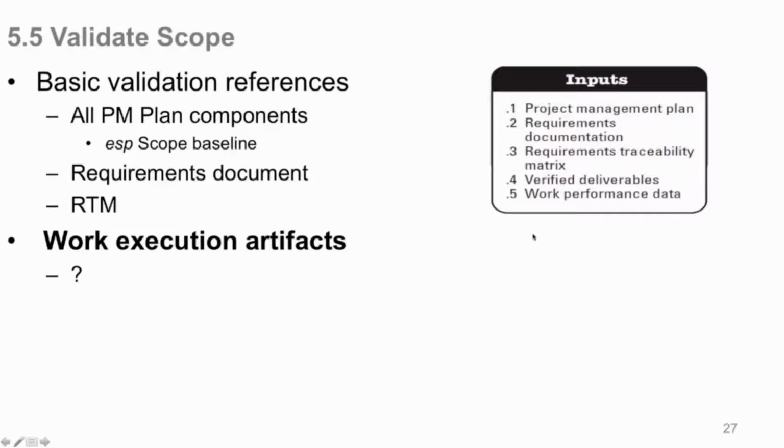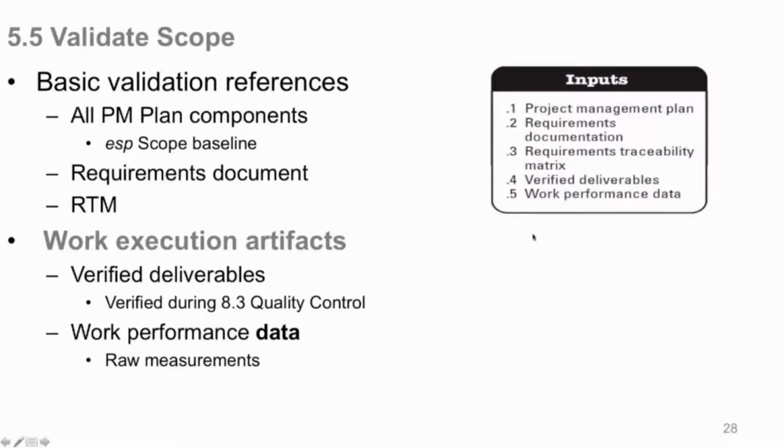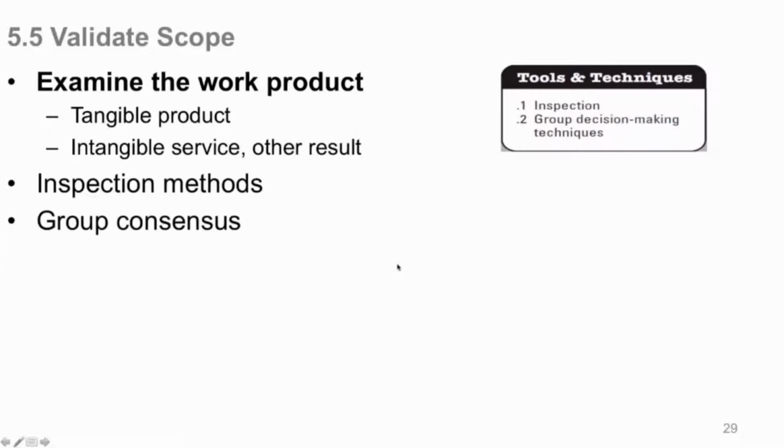Work execution artifacts. Okay, verified deliverables come in from quality management, 8.3, and also raw data comes in from executing the project, which you can use also to help you validate these things. Tools and techniques, primarily, as we saw when we talked earlier about this, inspection is the primary tool you use to look at the work, look at the coding, look at the product, look at whatever it is that you're trying to produce that is trying to be delivered.